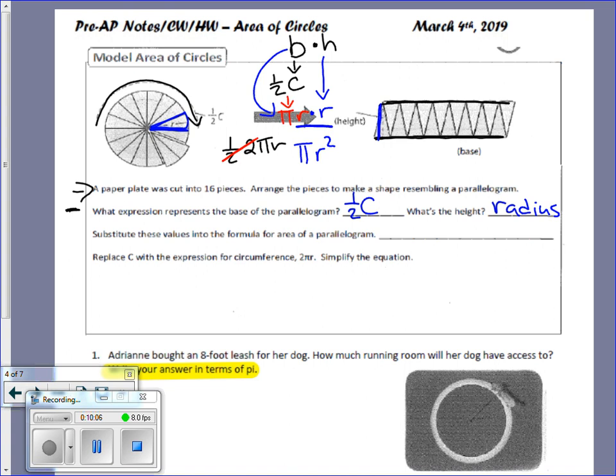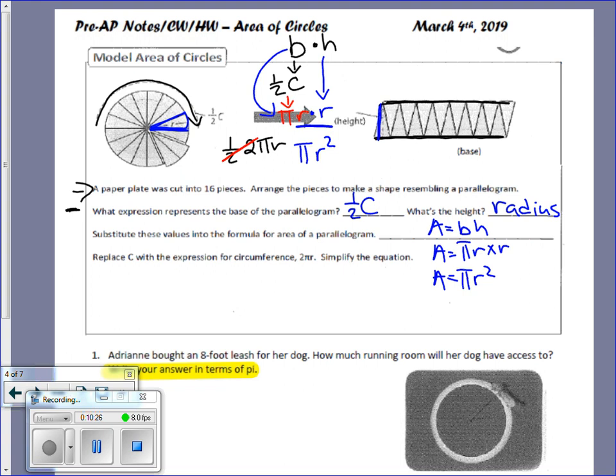So if you took A equals BH, that would become A equals pi r times the radius, and then lastly, most simplified, pi r squared. Okay? Now looking at our star charts, if you have them out, let's see if there's two formulas for area.